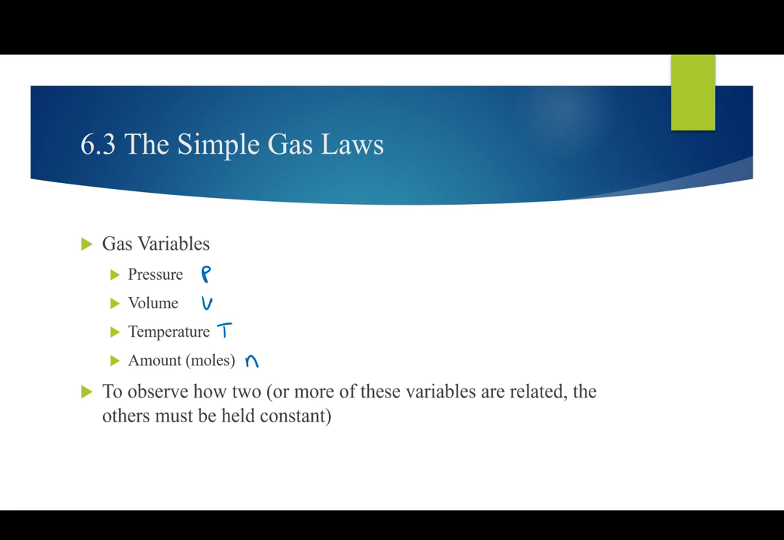In order to see how two of these variables relate, for example, how pressure and volume relate to one another, the other two have to be held constant. Because if I'm trying to see how pressure and volume relate and I'm changing the temperature, well, the temperature has an effect on the pressure and volume, and I can't see how those two are related to one another. So you will look at the relationship between two while holding the other two constant.